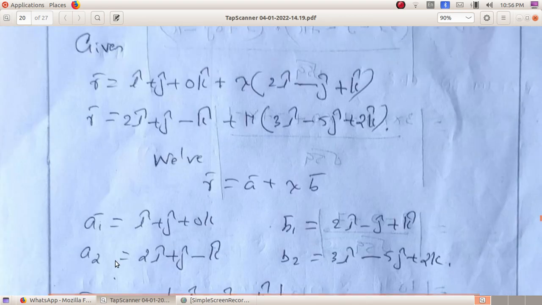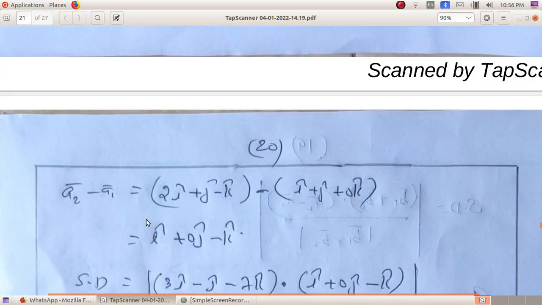a2, a1, this one. So a2 minus a1 is 2i plus j minus k minus i plus j plus 0k. That's 2i minus 1i, j minus j is 0, minus k minus 0k, minus k. So a2 minus a1 is this one.